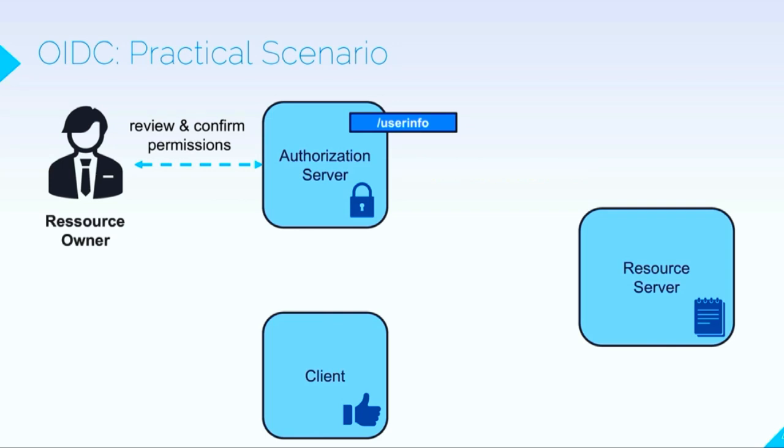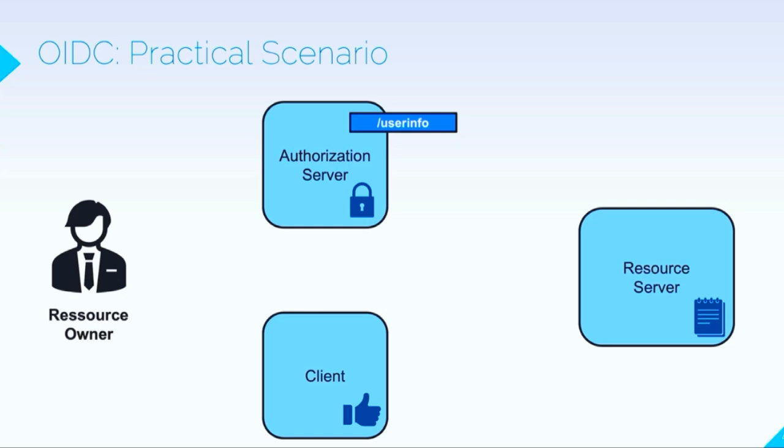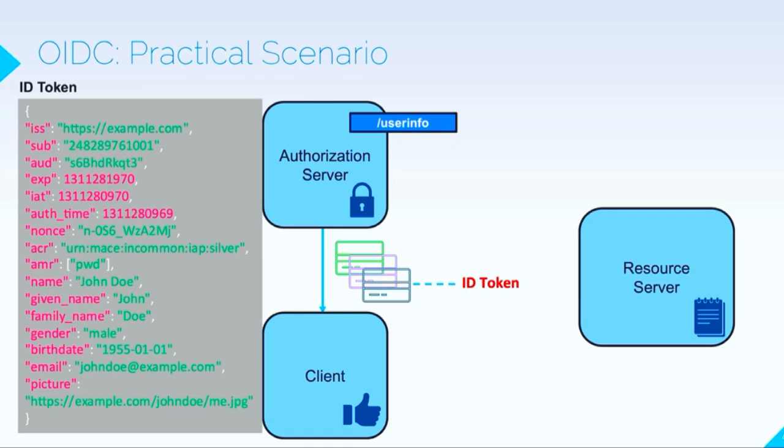After the user has authenticated and confirmed the requested scopes, the authorization server will typically generate 2 or 3 tokens. The first is an ID token, which contains information about the user's identity and is always in JWE format. The second is an access token, which the client can use to access the protected resources or call the user info endpoint for more detailed user information. Additionally, a refresh token might also be issued if the client needs to maintain access beyond the lifespan of the access token.